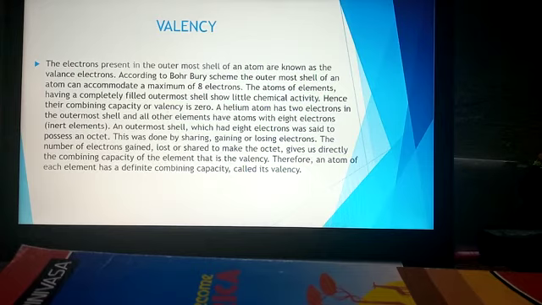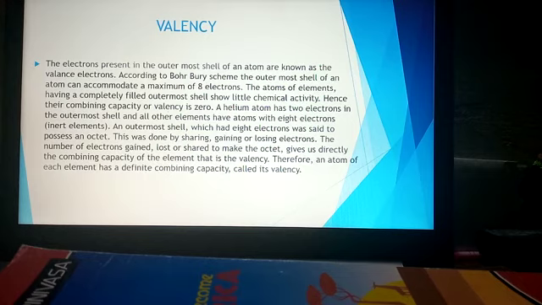Okay children, one more example, let us take sodium. Sodium is the 11th element. How many electrons will be present in the outermost shell? Only one. In the first orbit there will be 2, in the second orbit there will be 8, so 8 plus 2 is 10, and in the third shell it will have only 1 electron. So sodium will lose 1 electron to get the neon configuration. Since it is losing an electron, you write it as Na plus. So the valency of sodium is 1.